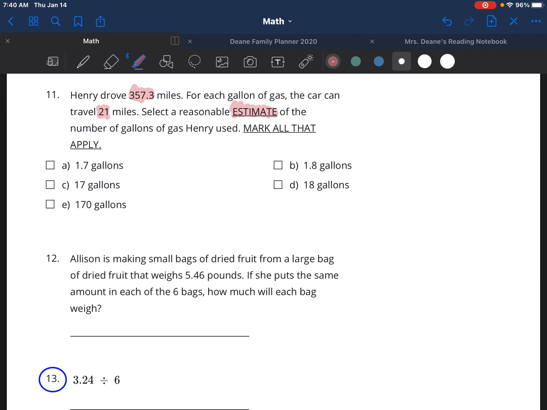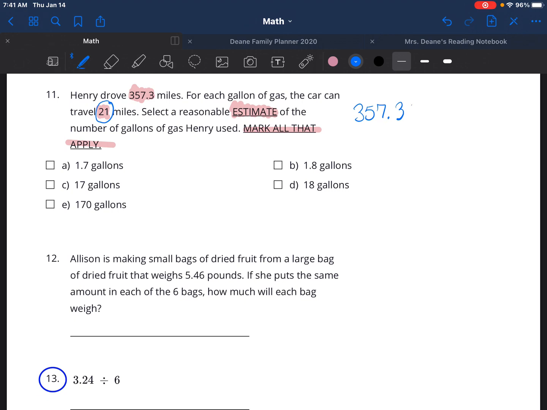Mark all that apply. So, if you remember in class, what I asked you to think about is the divisor first. So remember, this is our divisor. 21 is close to, and I'm sure most of you know what to estimate that to. And then you take 357.3, and you have to ask yourself, okay, what can my divisor go into evenly?